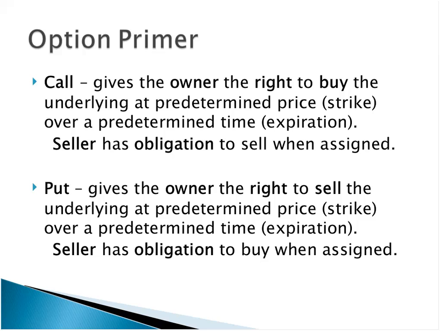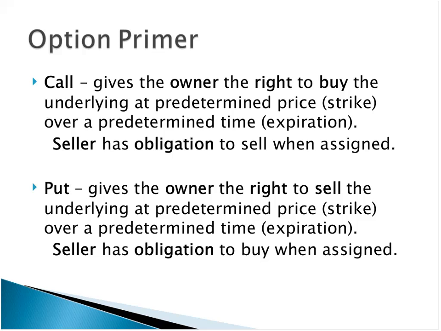The seller of an option has the obligation. In this case of a call, the seller of the call has an obligation to sell whatever the underlying is when assigned. As we set up here, the buyer of the call option has the right, the seller has an obligation, and in compensation for that obligation, the seller is given money to sell the option. They get paid by the buyer.